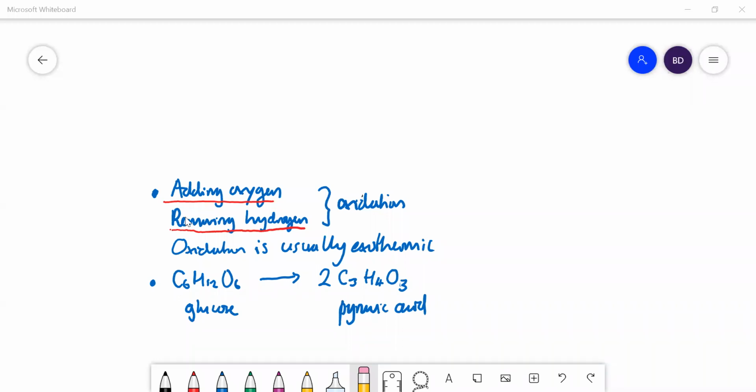This is going to be quite a detailed look at the first step in respiration, which is glycolysis. In glycolysis, we start off with glucose, C6H12O6, and we end up with 2 molecules of pyruvic acid, or pyruvate. Now, a couple of things to remember here.